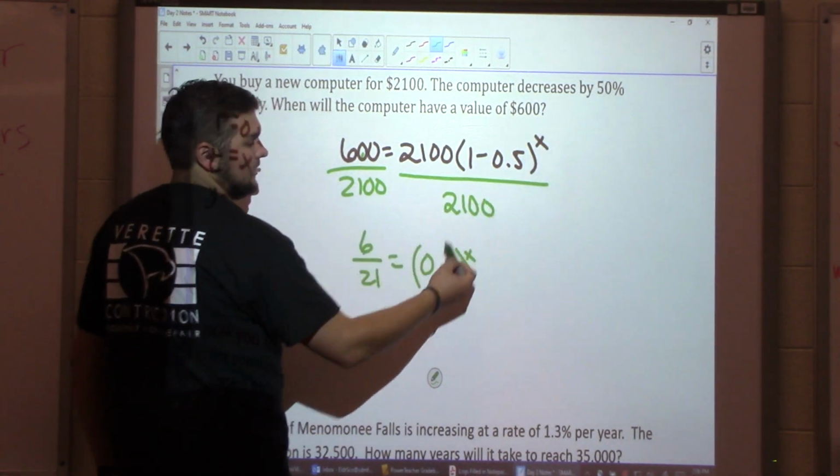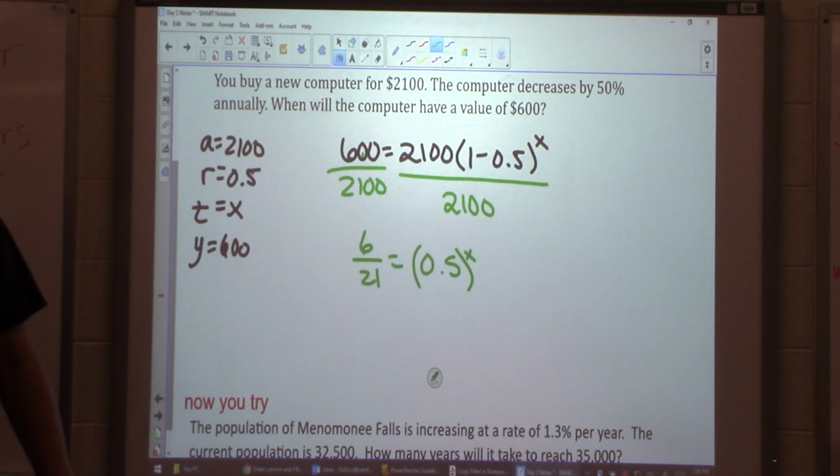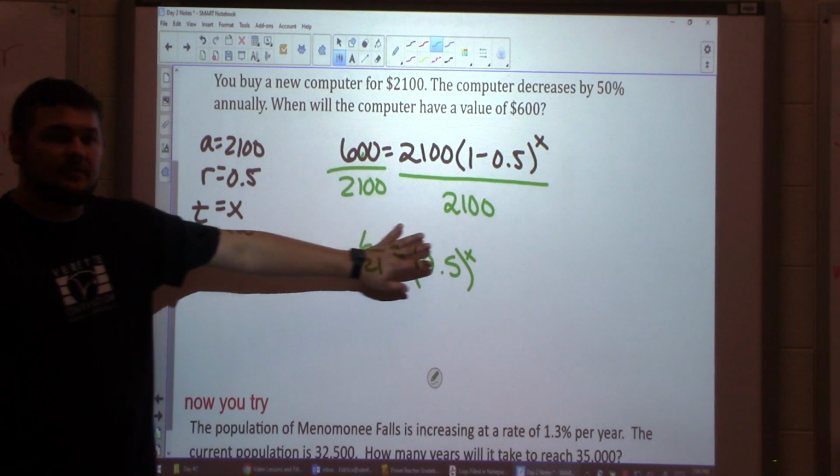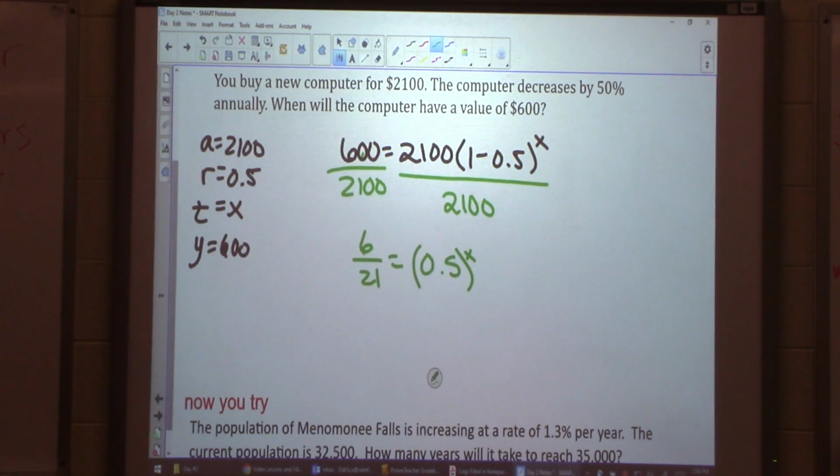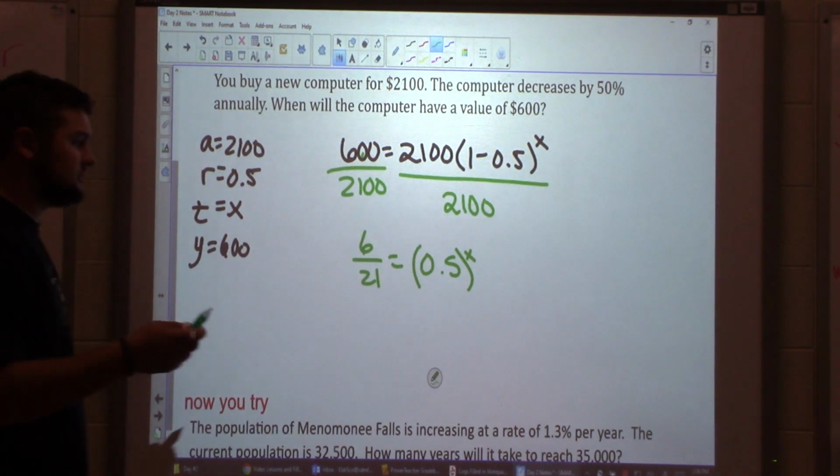1 minus 0.5 is 0.5. I just did that. Good job. Does that make sense, how we set this up? Do I have my exponential expression by itself? Yes. Can I now switch it to a log so I can solve it? I can. So let's do that.